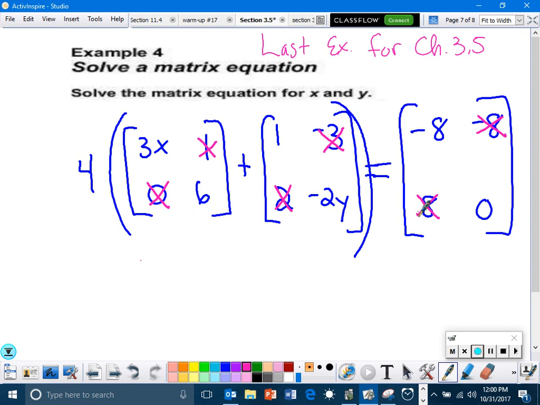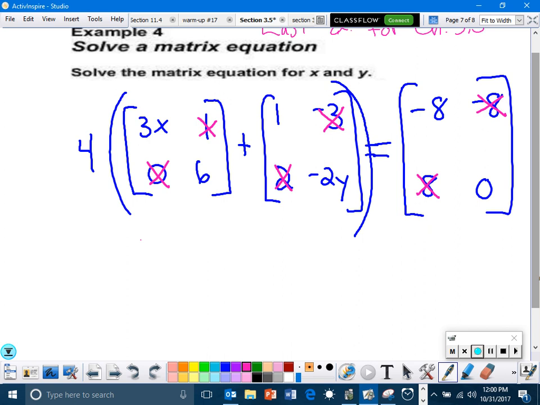So what we're going to do is write two equations based on what we've learned with the matrices. Starting with the top, first of all, there's a scalar in front, which is 4. So for the top of the matrix, I'm going to write 4 parentheses. Now I have a 3x, and I'm going to add it to the 1. These two are going to get added together. Close it. And it's going to equal what's in the other matrix, -8.